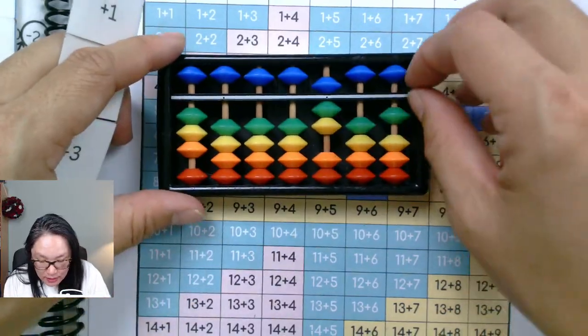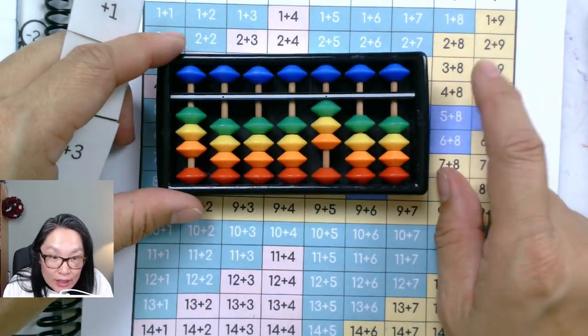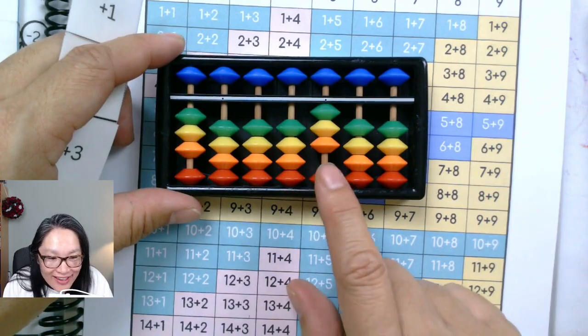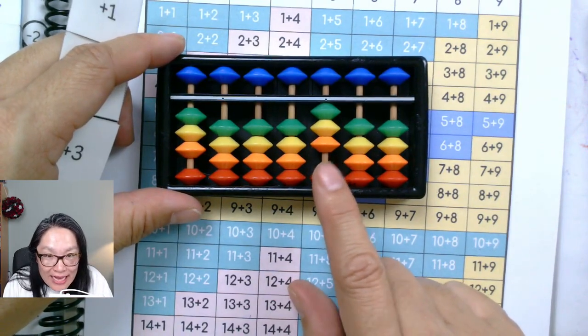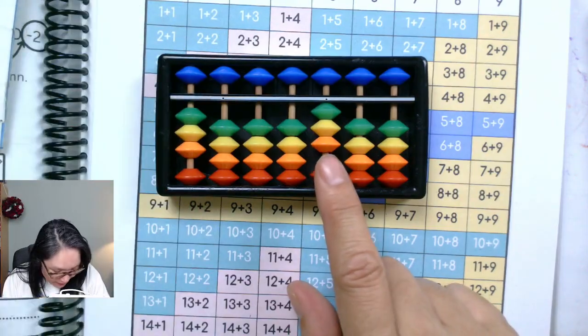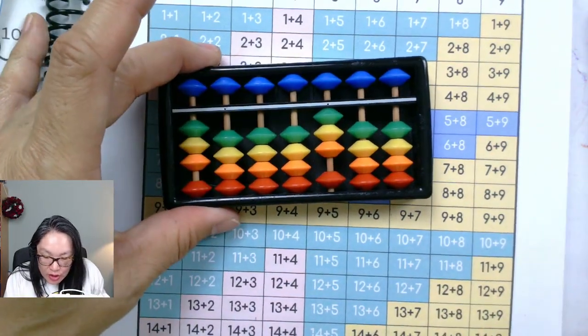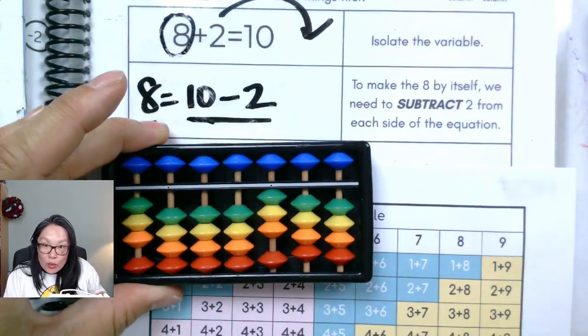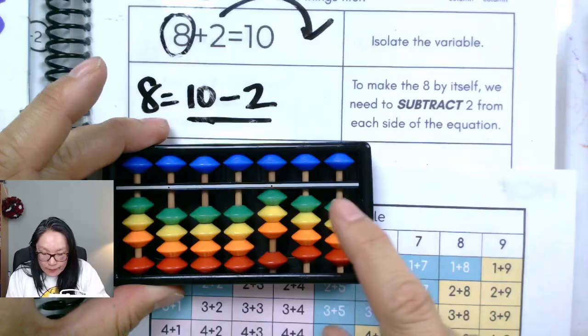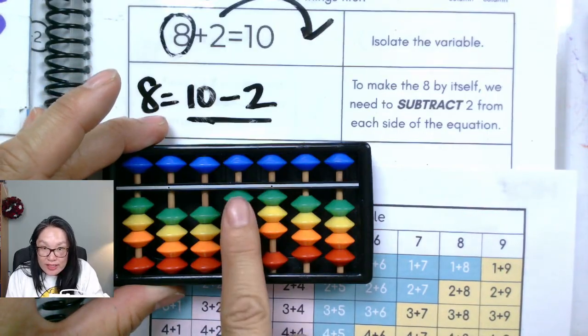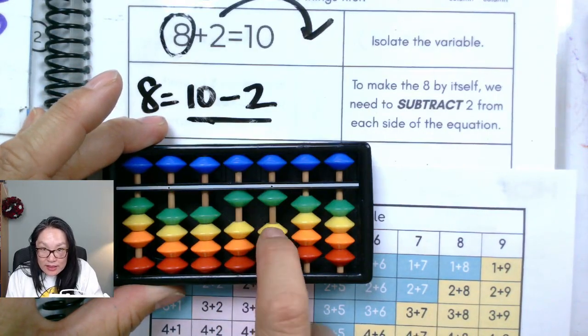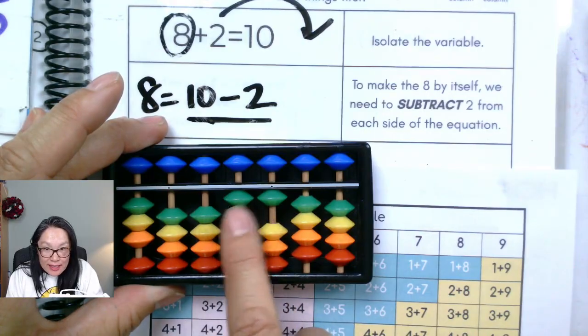Let's do 3, and then plus the 8. Notice we don't have enough to add the 8. So what are we going to do? We know we can do this. We're going to carry the 1. So we have to carry the 1, which is here, plus the 10, and then minus the 2. So my final answer is 11.